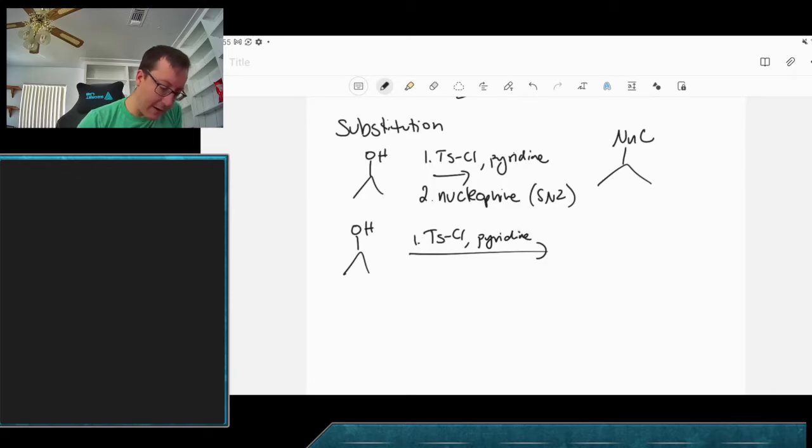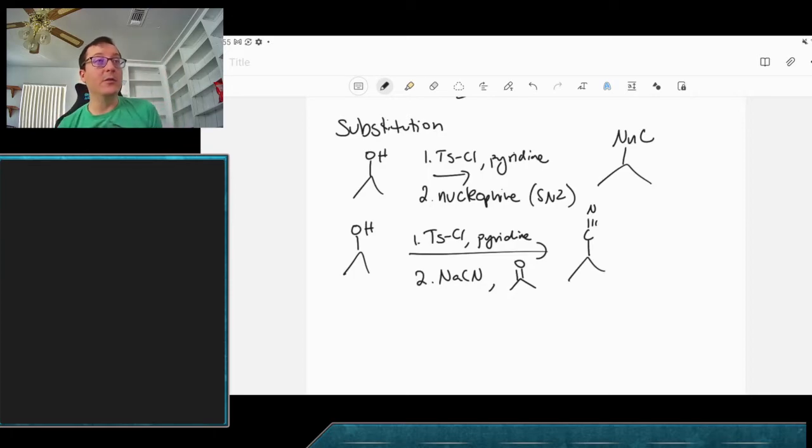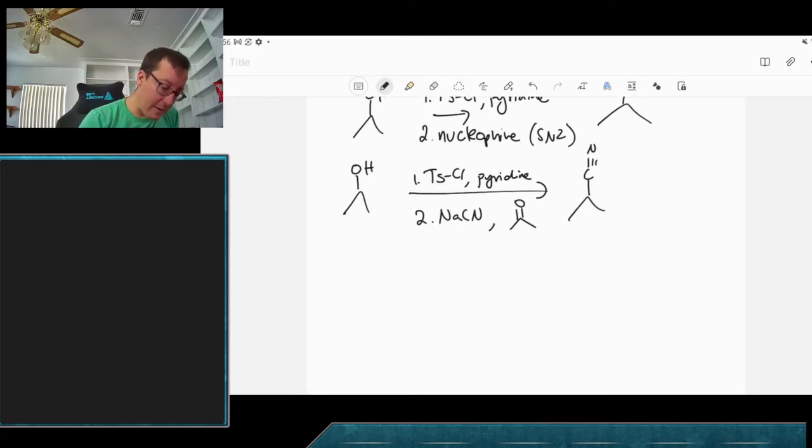So tosylation, you need the tosyl chloride and pyridine. You can put in a nucleophile like cyanide, and we can use acetone here. And we will end up having our new nucleophile present on this. So that works. However, we're going to see that there's two new ways to substitute that OH away.